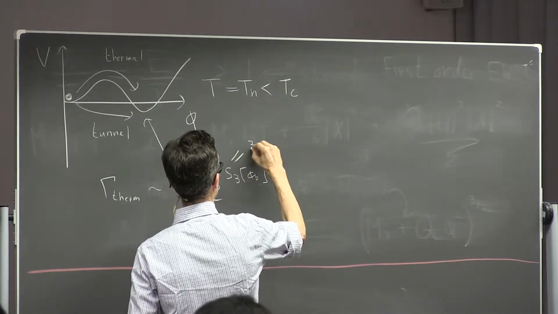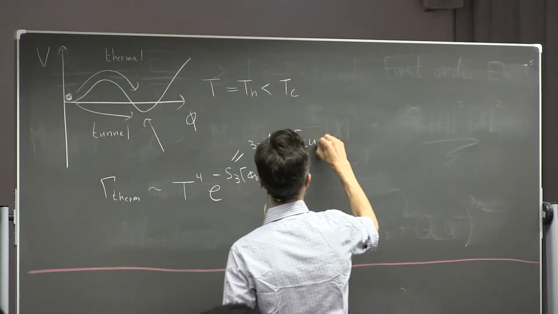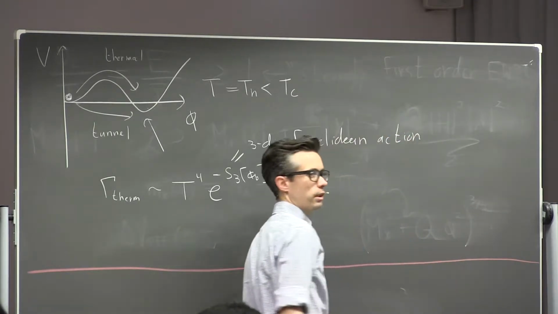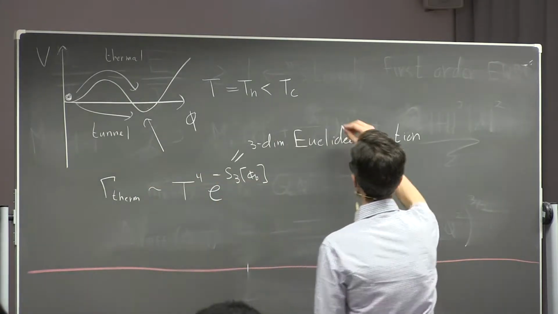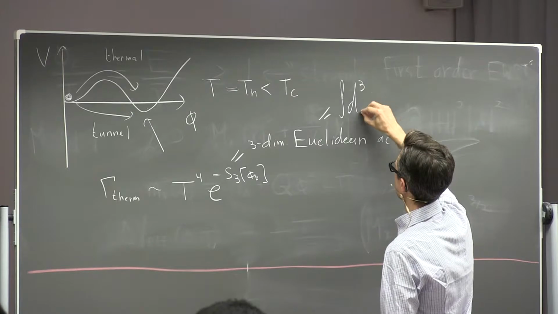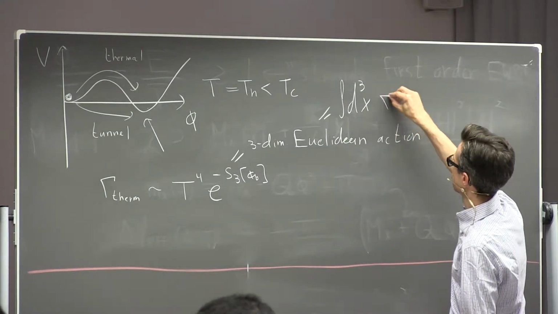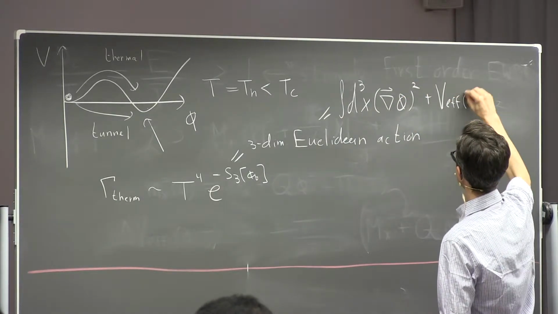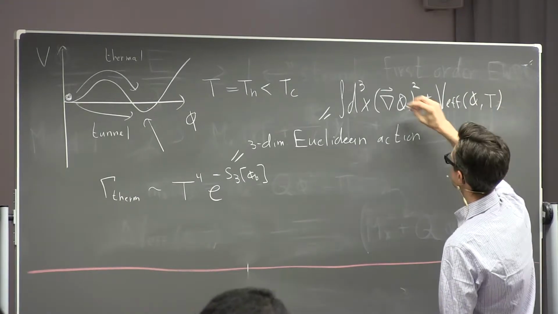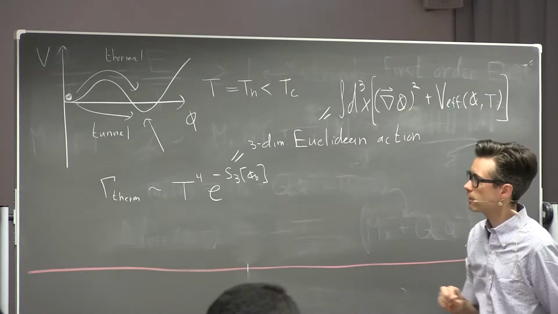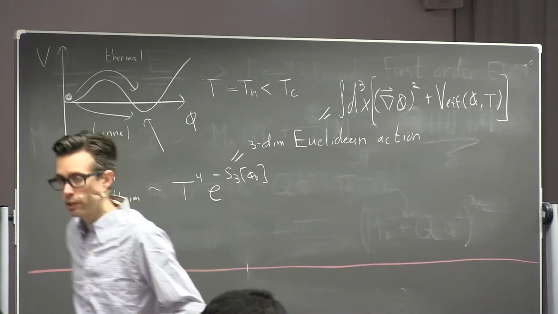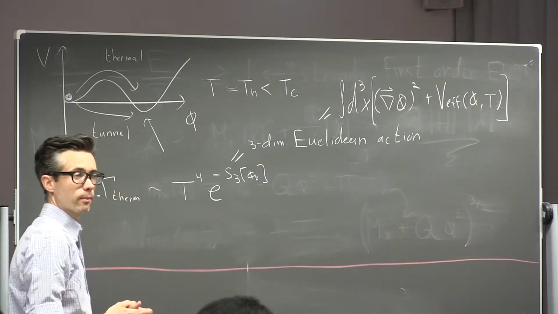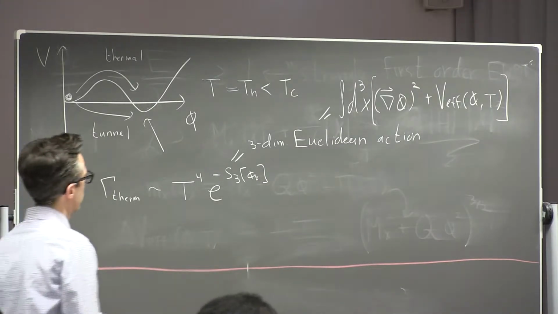So S3 is a three-dimensional Euclidean action. The three-dimensional Euclidean action turns out to be just an integral d3x, where you look at time-independent field configurations that look like grad phi squared plus V of phi and T. And you evaluate this three-dimensional Euclidean action on a time-independent field that corresponds to a so-called bounce solution. Does that need a factor of beta? Oh, sure. Yeah, there should be a 1 over T here. Sorry.